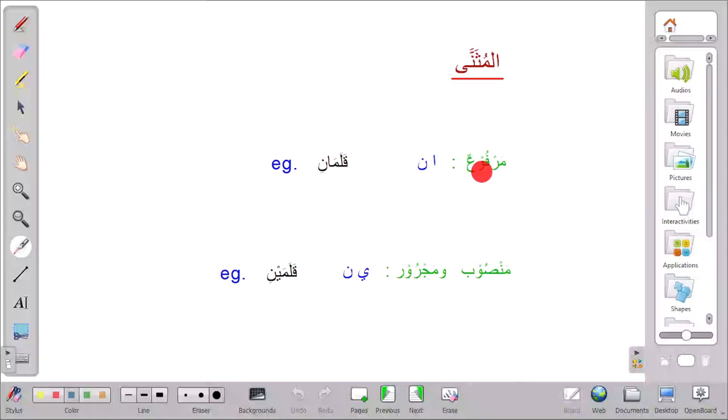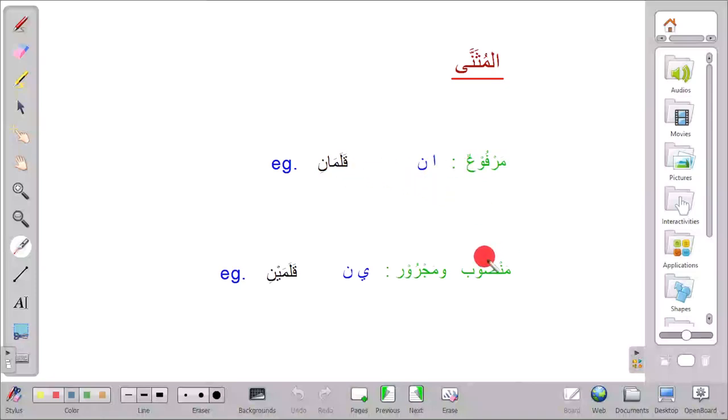So when it is marfu, it is going to just be alif wa nun. But when it is mansub or majrur, then the alif will have to change to ya, as you can see here, right? So we said it is marfu bil alif. Example, kalamani. That is the initial form. That is the default form. That is the marfu state, kalamani.